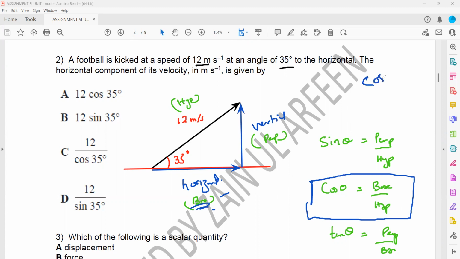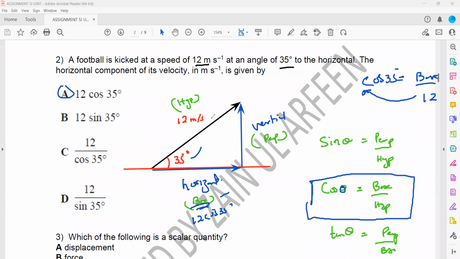We have the formula cos theta equals base divided by hypotenuse, which is 12. And the angle theta is 35. So cos 35 equals base divided by 12. Since 12 is divided, on the other side it will be multiplied. So the horizontal component will be 12 cos 35. That's why A will be the right answer.